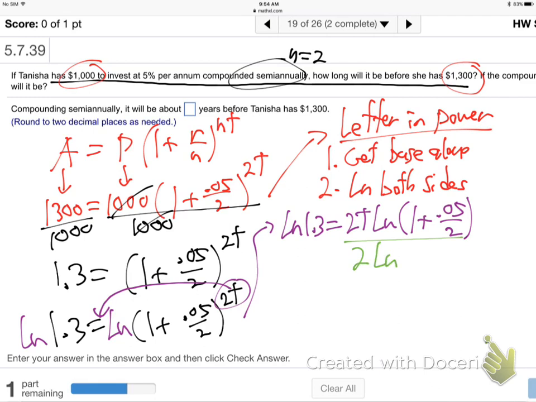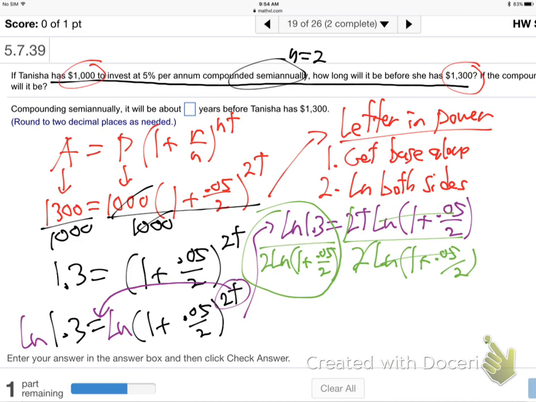Just divide by 2 LN 1 plus 0.05 over 2 on both sides. The 2's cancel. The LN's cancel. T's alone. Hit the buttons on your calculator. Whatever you get, you get. I'm going to move on. Is that okay on that one? Questions I can answer? They all have a little bit different wrinkle, don't they? Good? All right.